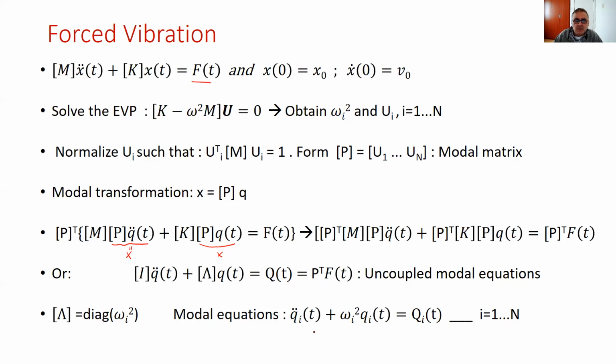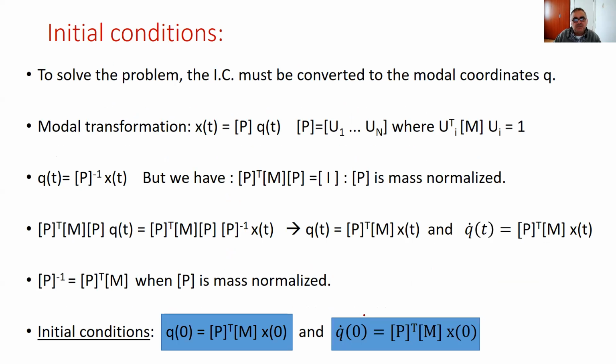So we get uncoupled modal equations, n of them, like this: qi double dot plus omega i squared qi is equal to capital Qi. In which case, all the equations are uncoupled, they are unrelated. We have n single degree of freedom systems whose solution is kind of easy. But there is one more thing that has to be done, and that is the initial conditions. The physical initial conditions should also be converted to modal initial conditions.